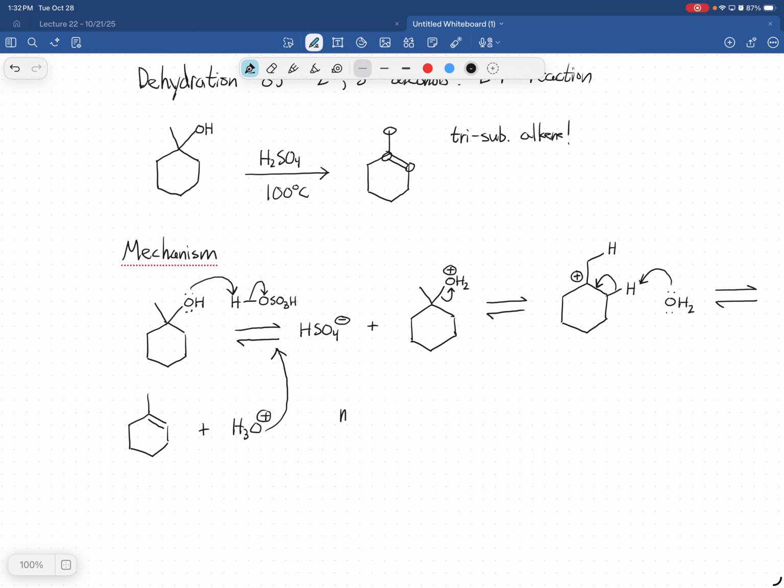And let me just make this note here. The major alkene formed is the more substituted alkene. So let's just underline that. More substituted. What does more substituted mean? It means your alkene has more bonds to carbon atoms around it, so fewer hydrogen atoms on the alkene itself. All right, so that's dehydration of alcohol.